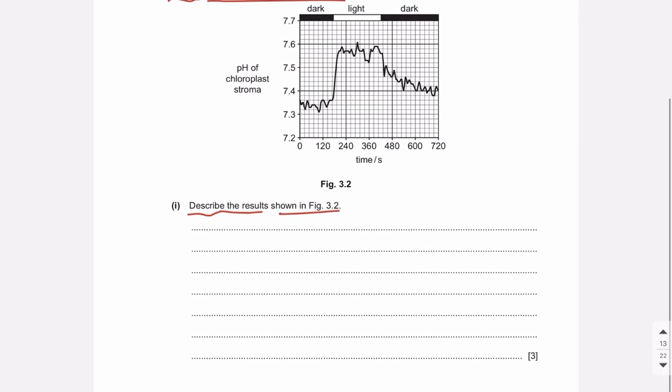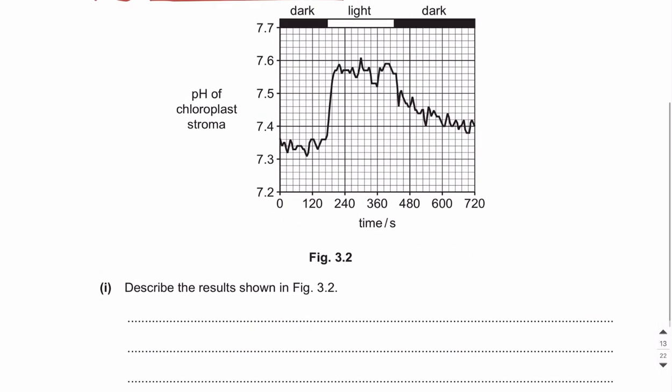So guys, how do we describe the results shown in a graph? We just need to discuss the trend. We don't need to give any reason. We are not explaining the results. We just need to describe the results. So we can see over here that pH is low in dark initially, and then pH increases sharply as the chloroplasts are placed in light, right?